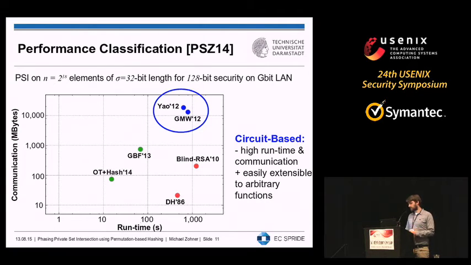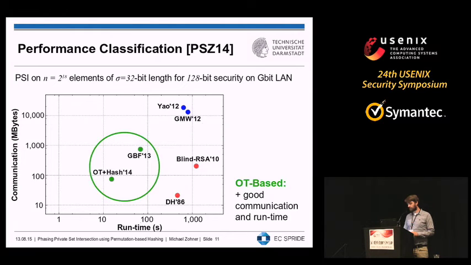which is comparably expensive. However, they have the huge advantage that you can easily extend the functionality. So if you want to compute something different, you just change your Boolean circuit, and you don't need to prove the security anymore. Finally, you have the oblivious transfer-based protocols, and these provide really a good trade-off between communication and runtime.